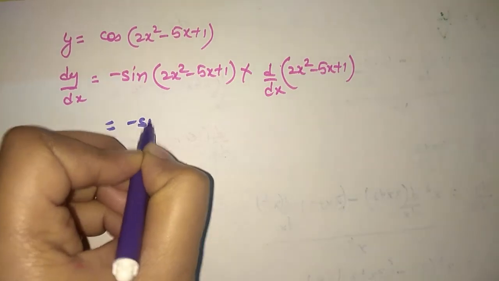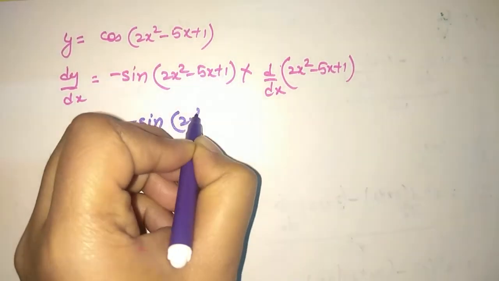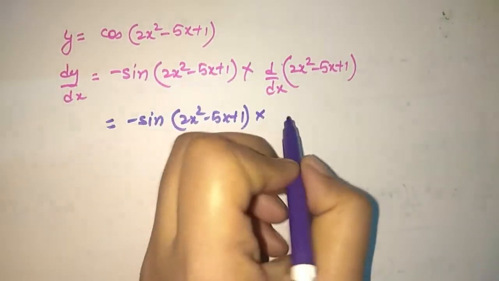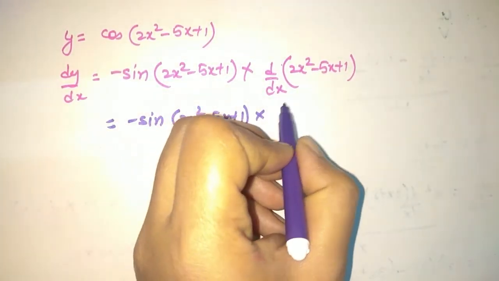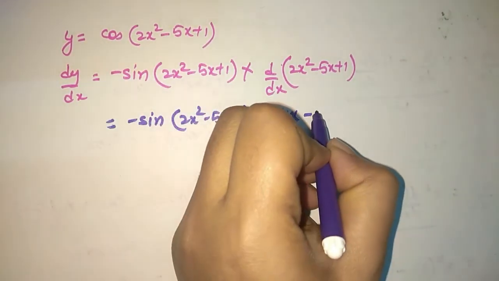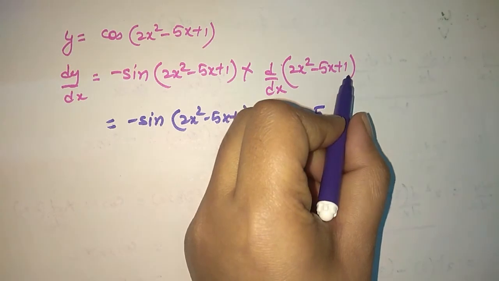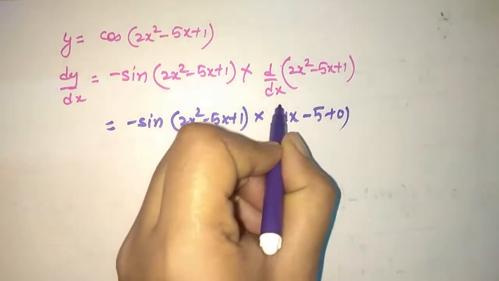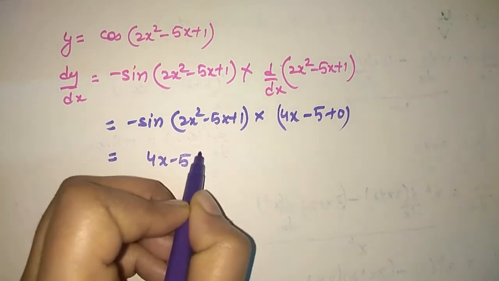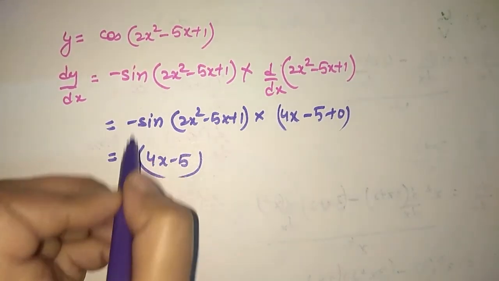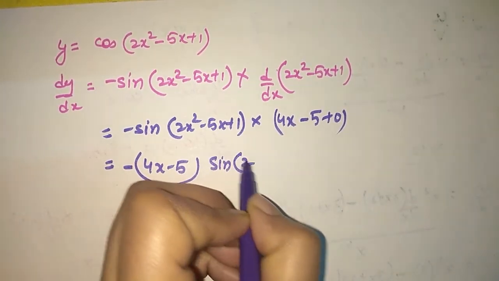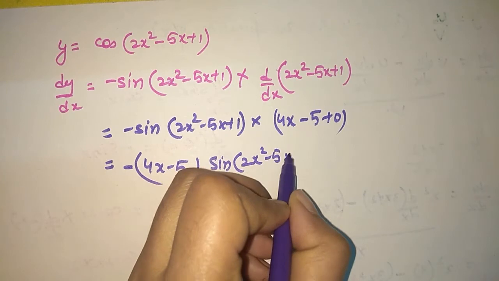Now what is the derivative of 2x square minus 5x plus 1? Derivative of 2x square is 4x, minus derivative of 5x is 5, and derivative of 1 is 0. So we have at last 4x minus 5 into minus sine of 2x square minus 5x plus 1.